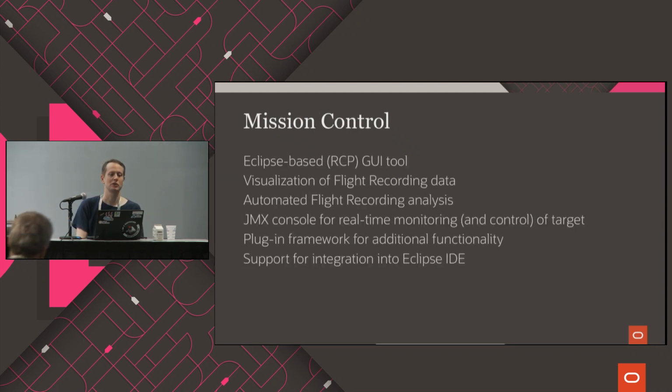So Mission Control is a tool that's used to visualize the flight recording data that you've collected, for offline analysis. But it also has some other functionality. There's a JMX-based console that allows you to connect to a target JVM in real time and look at the data directly. And it also features a plugin framework, so there are other things like JOverflow that allow you to do things like look at heap dumps. That can be convenient.